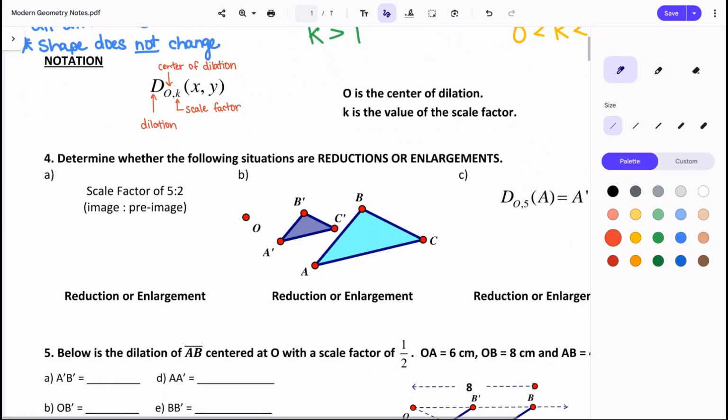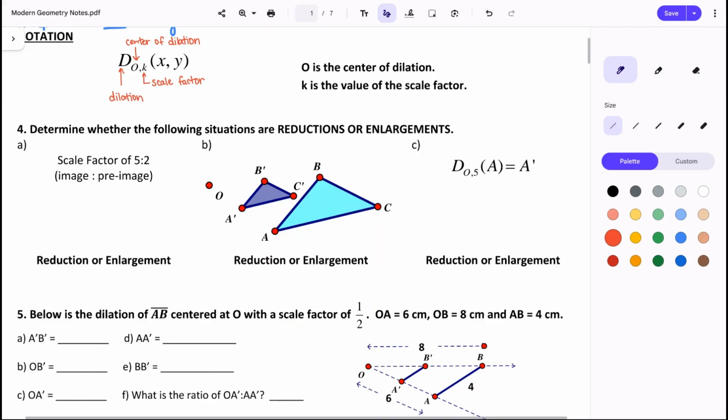The first set of examples I have here are going to just be deciding if the situation would have been an enlargement or a reduction. We're not performing them yet. We're just looking at these cases and figuring out what do we think happened here. So if you guys look at A, they write this one that says scale factor of 5 to 2. How they're writing this is called a ratio because of the numbers and the dots in the middle. That's how we write ratios in math. It also could be represented like 5 over 2 as a fraction.